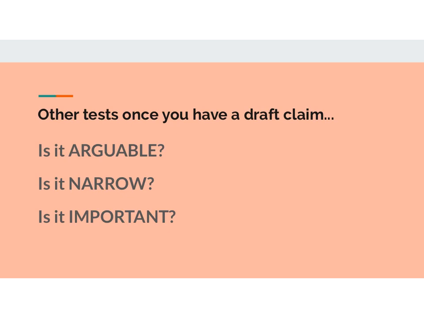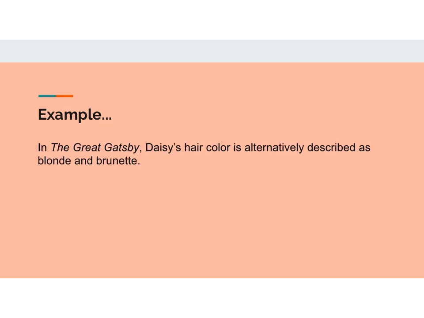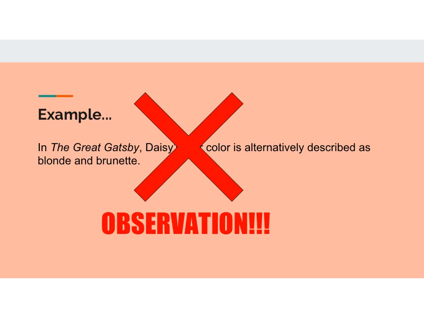Once you've drafted, you also have to think, is it arguable? Is it narrow? Is it important? And you have resources that can help you kind of test your thesis and go back to that multiple times. So here's an example. In The Great Gatsby, Daisy's hair color is alternatively described as blonde and brunette. Is that okay? No, it's an observation. It just is. It's either true or it's false.